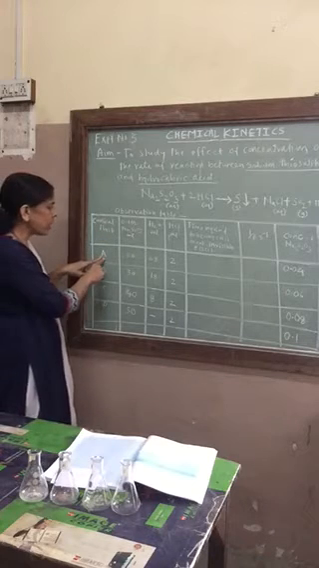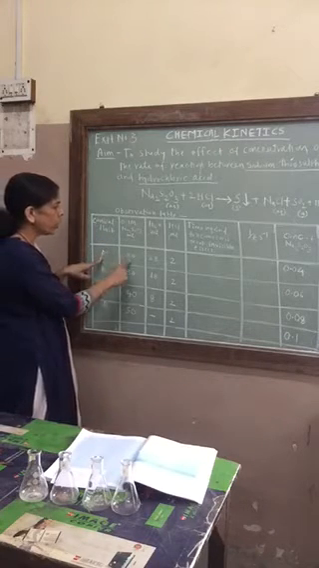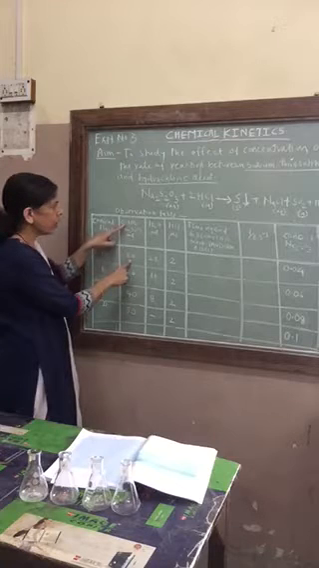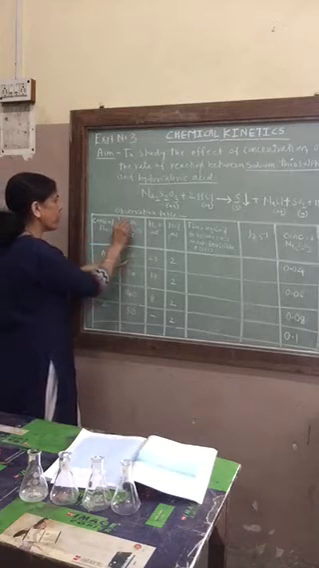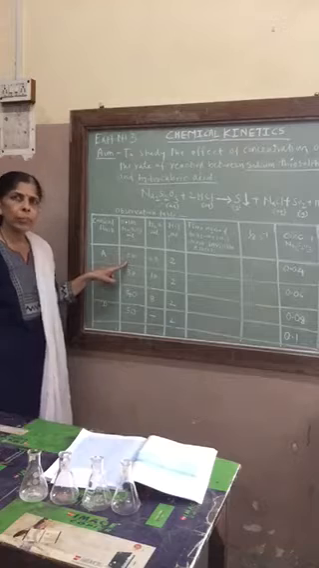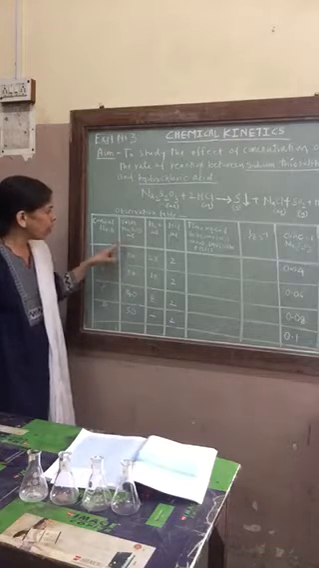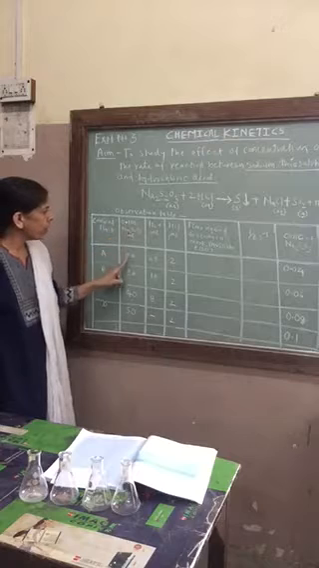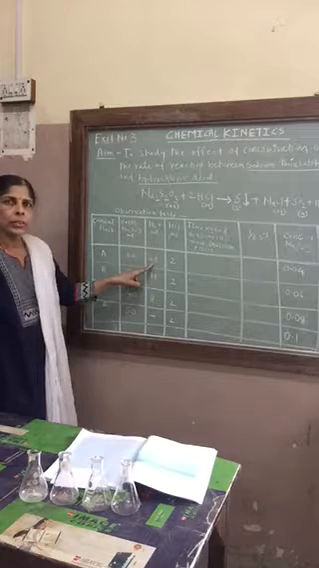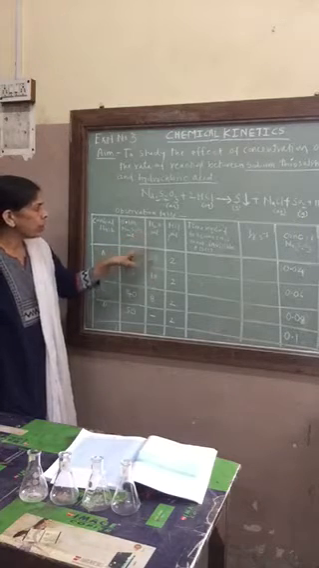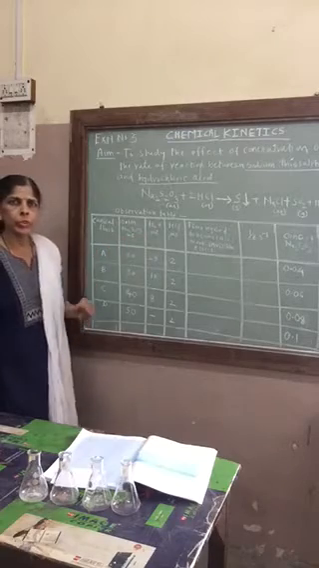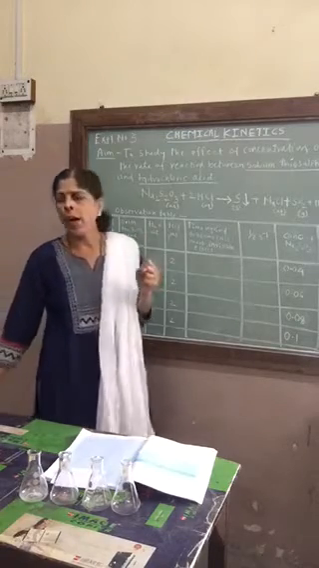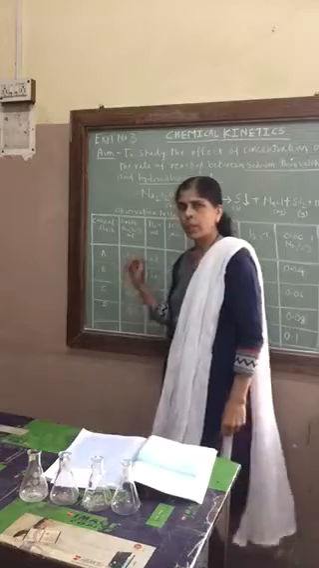See the first row, conical flask A. In conical flask A, what do you have to do? You have to take 20 ml of 0.1 molar sodium thiosulfate, and in the same flask you have to add 28 ml of water. How are you going to add these? With the help of a burette.